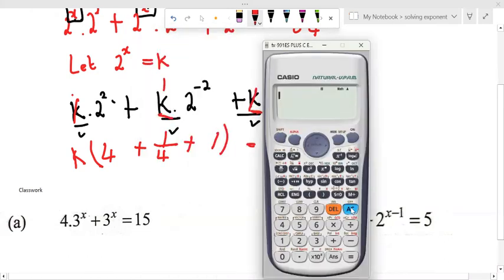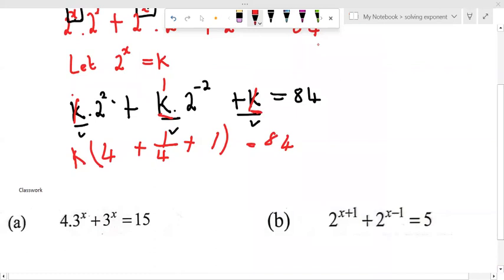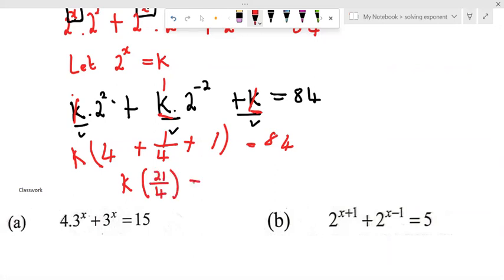So you have 4 plus 1 all over 4 plus 1. And then you say equals to, it gives us 21 over 4. No, it's fine. We write it exactly the way it is. So we have K here, and then this inside the bracket is going to be 21 all over 4. Close bracket. This is going to be equal to 84.